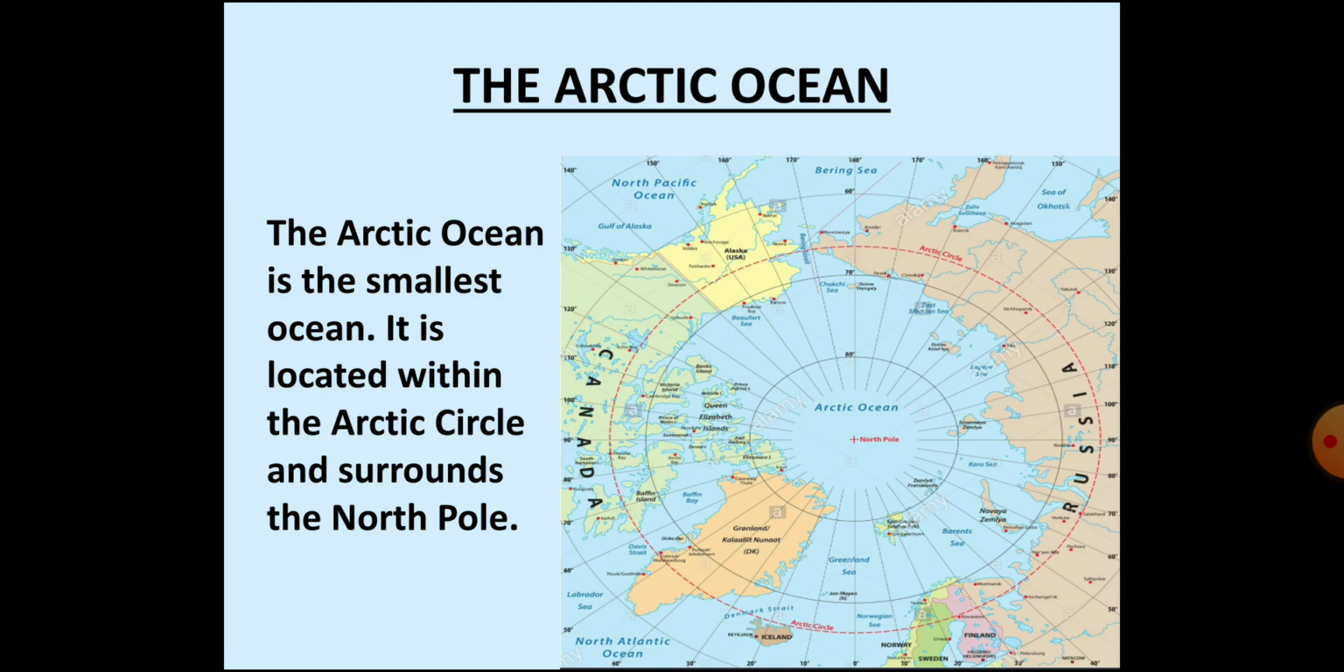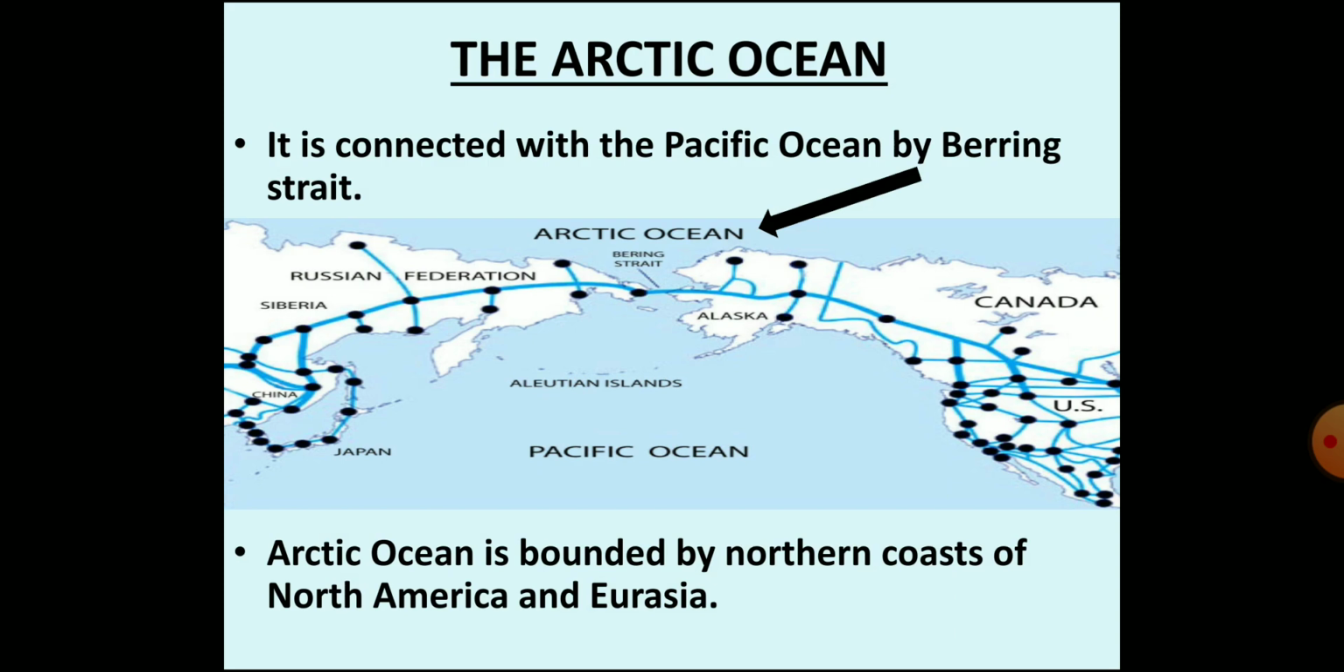Children, the smallest ocean of the world's five oceans is the Arctic Ocean. It is located in the Arctic Circle around the North Pole. The Arctic Ocean is connected to the Pacific by a narrow stretch of water body that is called Bering Strait. As I explained in the first video of this chapter, a strait is a narrow passage of water which connects two large water bodies. So here the two large water bodies are Arctic Ocean and Pacific Ocean. In the northern coast, Arctic Ocean is bounded by North America and Eurasia.